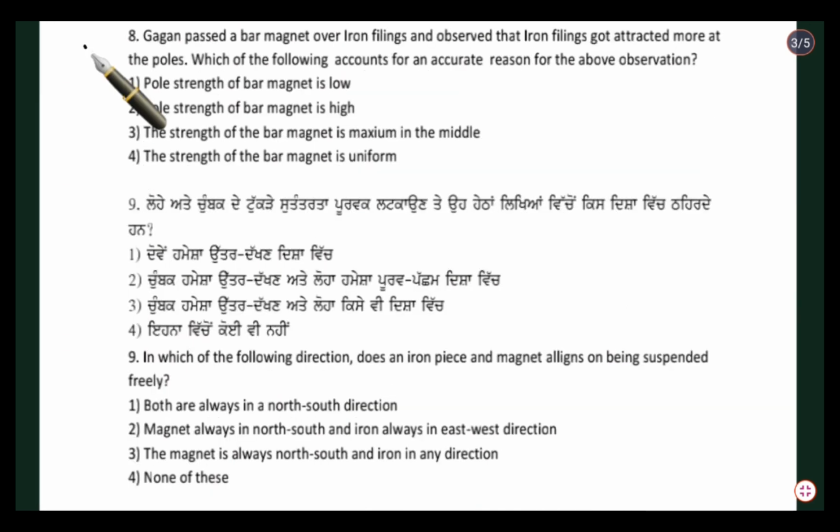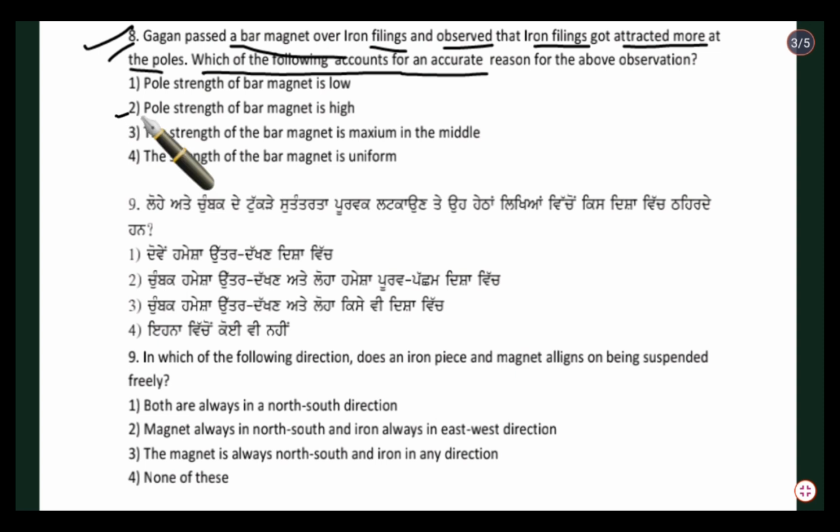So question number 8 is, Gagan passed a bar magnet over iron filings and observed that the iron filings got attracted more at the poles. Now, which of the following accounts for an accurate reason for the above observation? So the right option is, the strength of the bar magnet is maximum at the poles. So pole strength of the bar magnet is high. So this is the right answer.